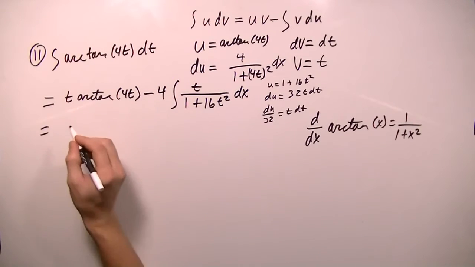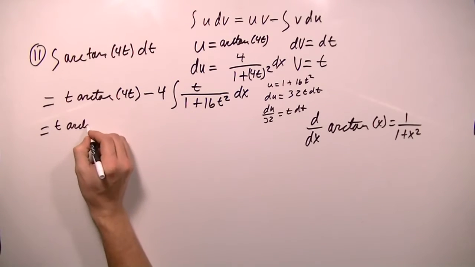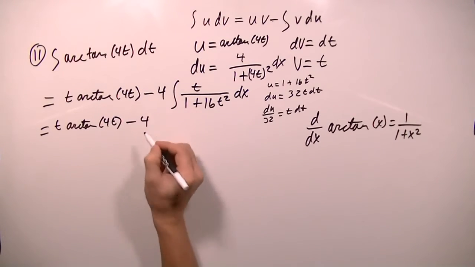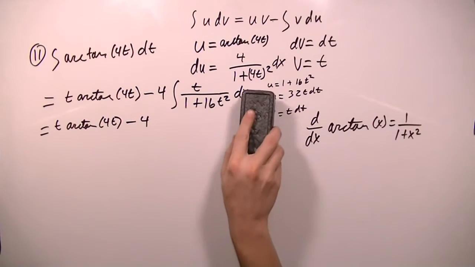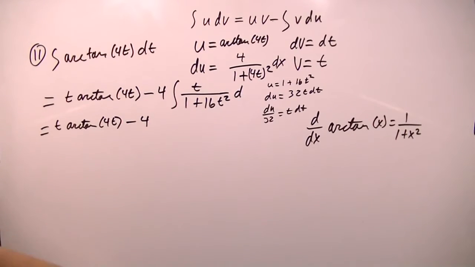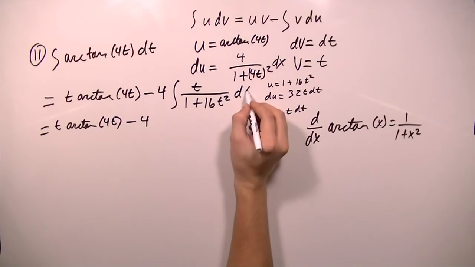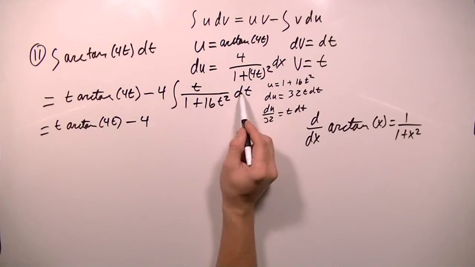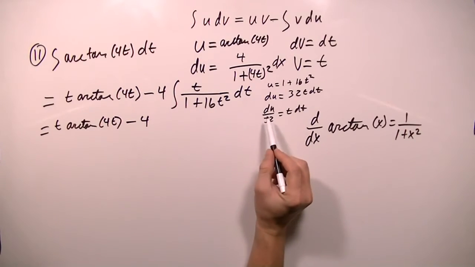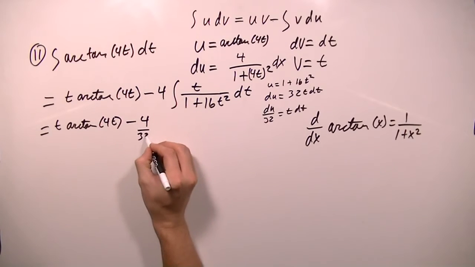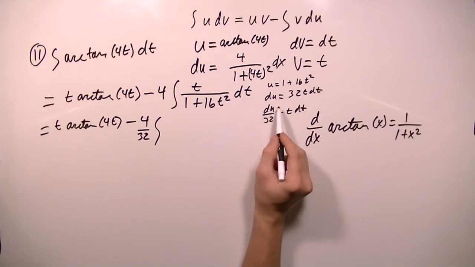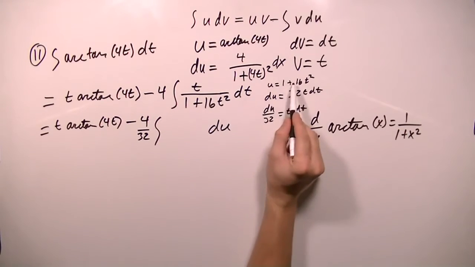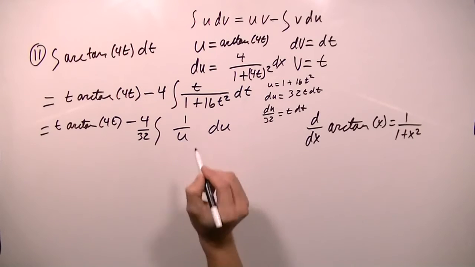So I'm going to rewrite all of this. t arctan 4t minus 4, and it looks like I made a mistake here. This should have been dt. So I'm going to make the substitution, and t dt is going to be du over 32. So I'm going to factor out this 1 over 32. And then I'm going to have the integral, and this is going to be du, and the bottom here becomes u, so it's just going to be 1 over u.